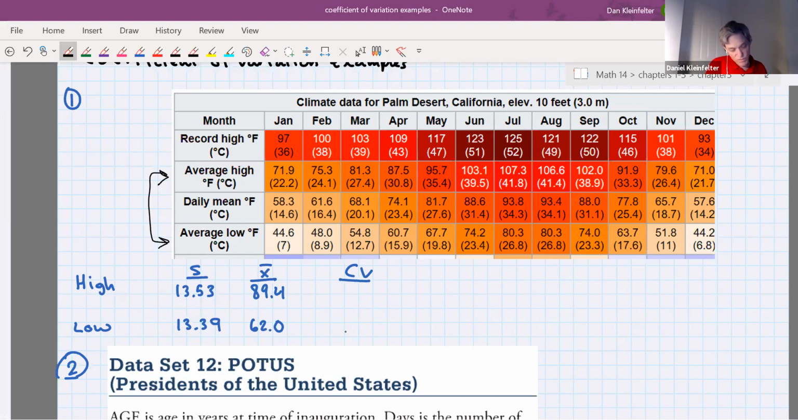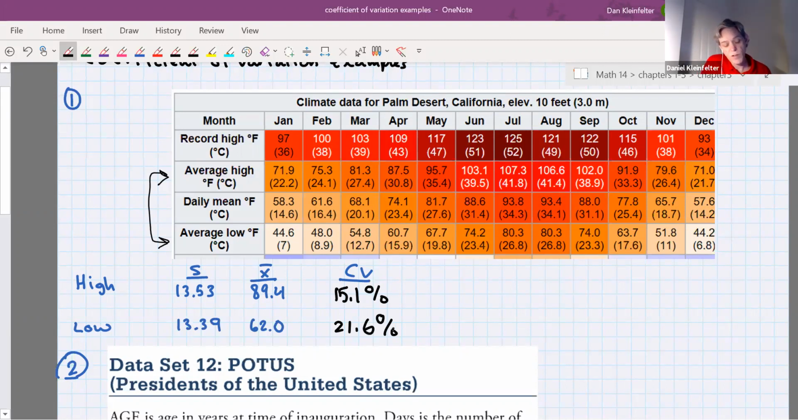You want to remember that it's standard deviation divided by mean. So in the first case, 13.53 divided by 89.4, so that is about 15.1%. Okay, and then for the lows, 13.39 divided by 62, or about 21.6%.